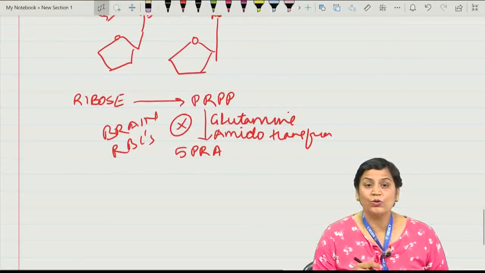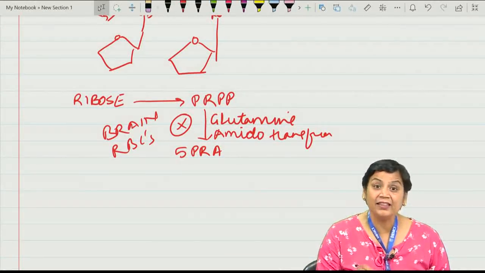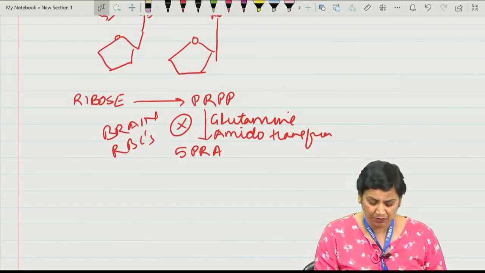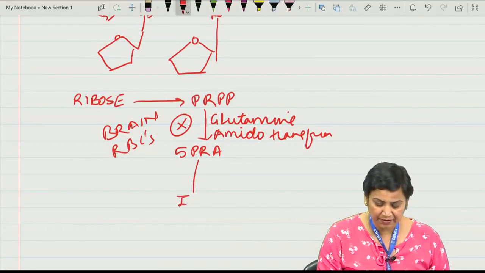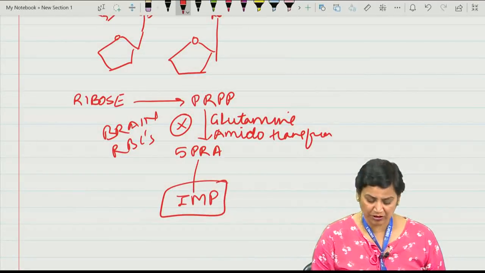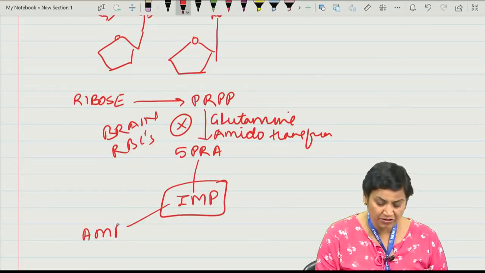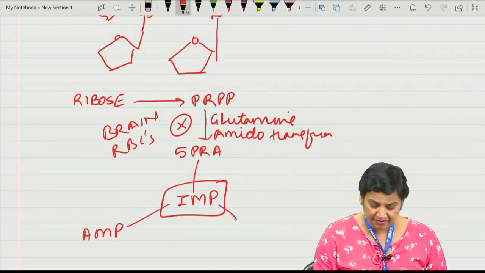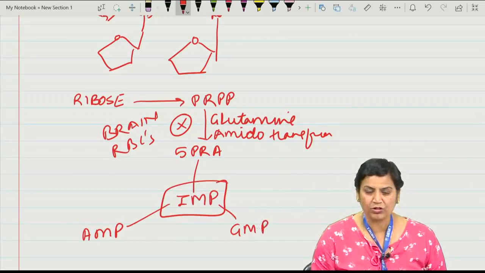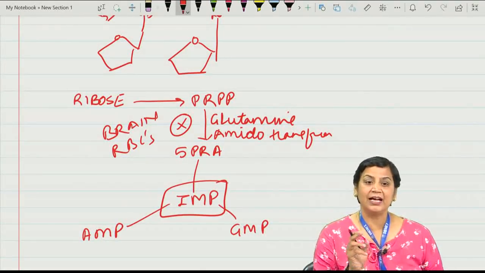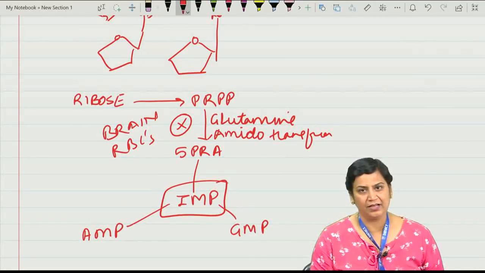It consists of 10 to 12 enzyme catalyzed reactions, and the major intermediate which is formed basically in purines is IMP. This IMP, inosine monophosphate, is finally converted to form adenosine monophosphate and guanosine monophosphate. Or you can say purines are basically synthesized by taking IMP as one of the intermediates.